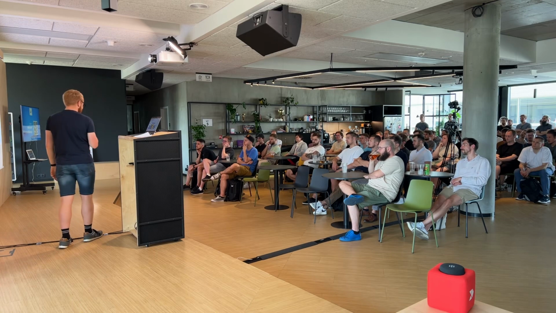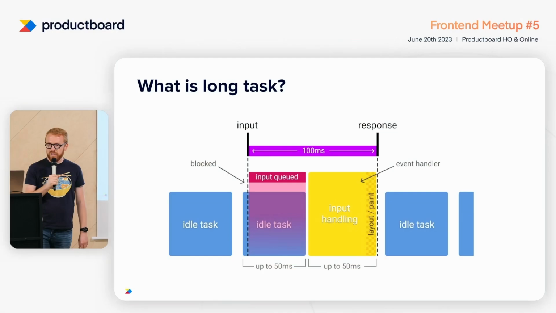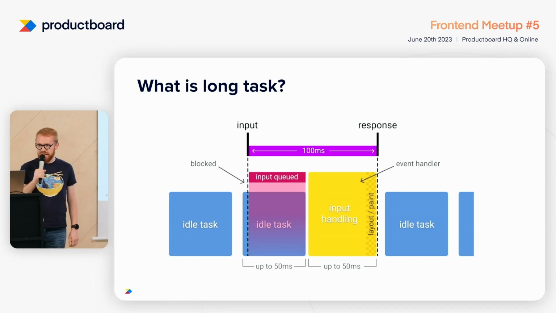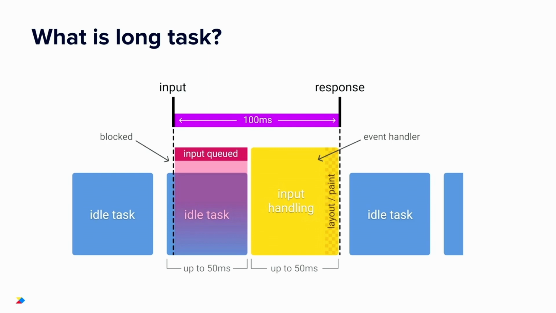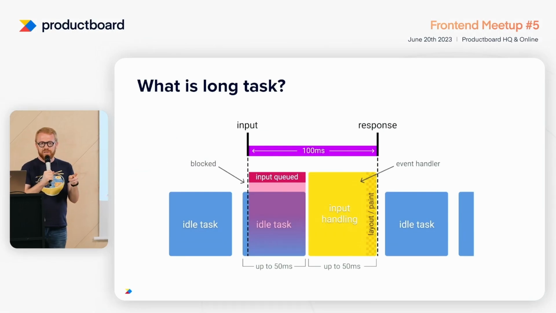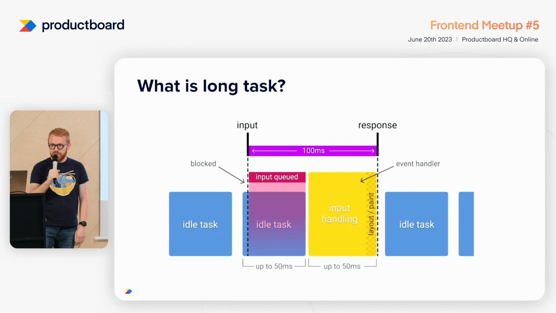So this is called a long task. What exactly is it? The basic idea is that you should respond within 100 milliseconds to any user input. And a long task is everything that takes more than 50 milliseconds. Why 50 milliseconds? The idea is that if anything takes up to 50 milliseconds, then you still have the remaining half of the time to handle the user action itself, and you can fit within this 100 millisecond time frame.